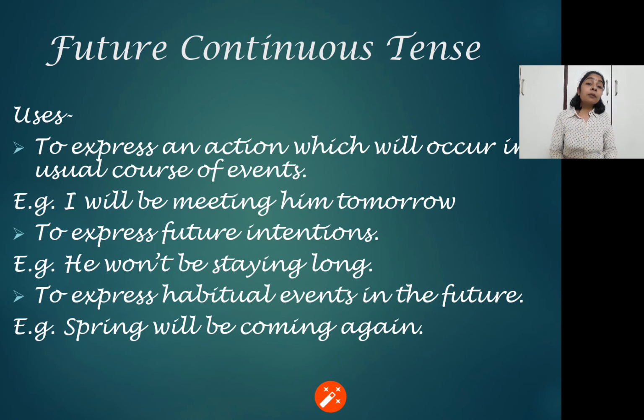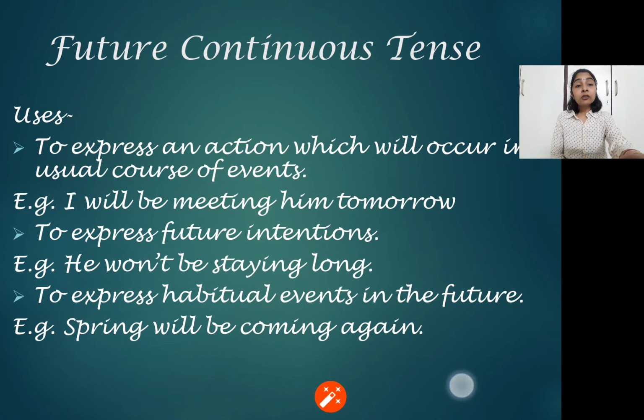Next, to express habitual actions in future. Example, the spring will be coming again. Now spring usually comes on time. Last year it came, and again this year it's coming. So it will be coming again. It usually comes and it will be coming again. So in case of expressing habitual actions which will happen in near future, there also we use the continuous tenses. So it's used to express the action which occurs in the usual course of events, to express future intentions also, and to express habitual events in future.